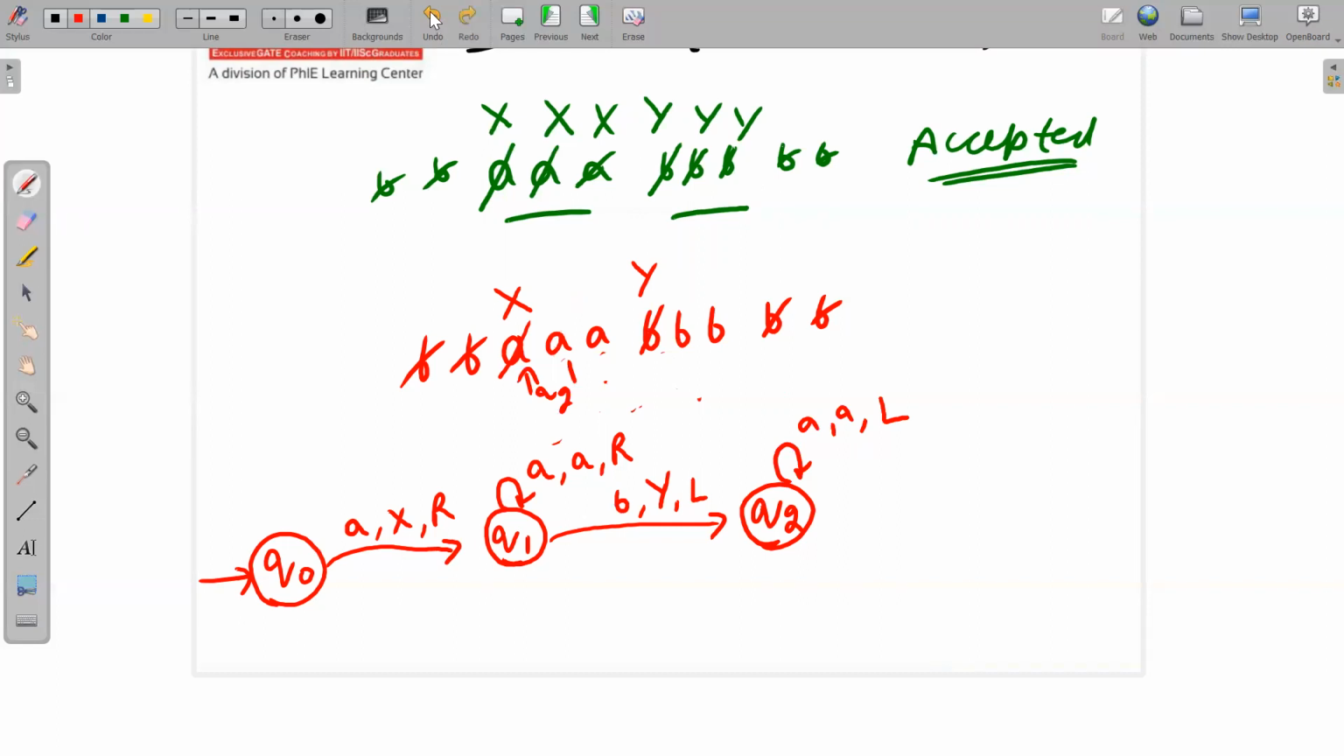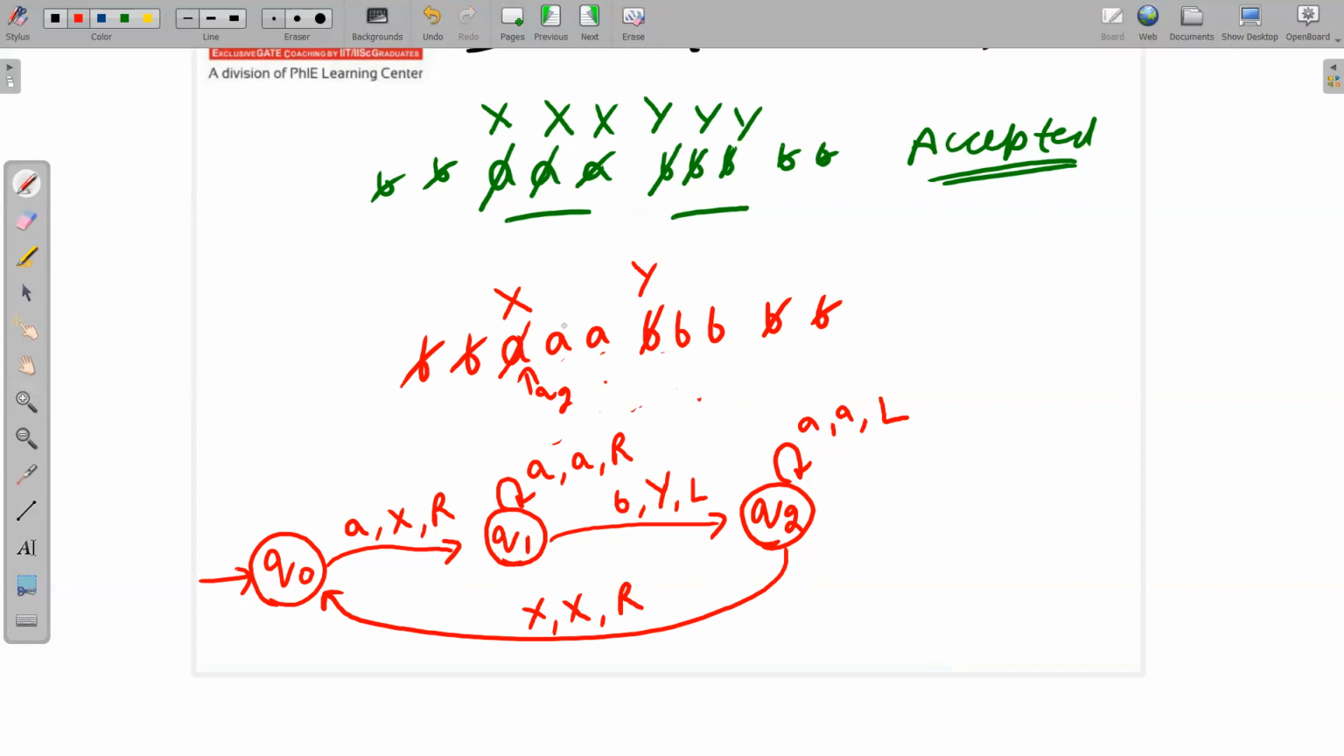Okay, so let me now show you properly what exactly we are doing now. On Q2, it has read X. So we will jump to Q0. Q2 has read X, it will remain as X only and move towards the right. Now we are at Q0.